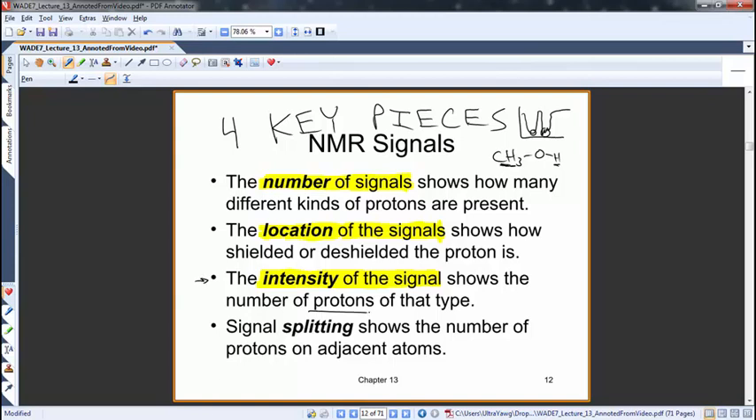The number of protons does indeed relate directly to the intensity of that signal, or what we say is the integration, the area under the curve of that signal.